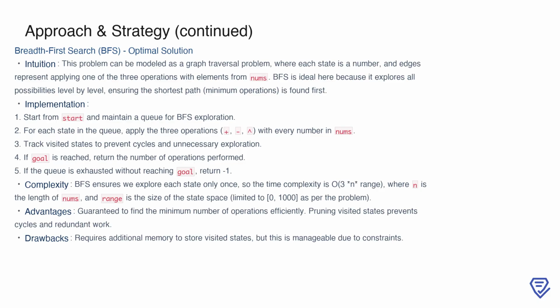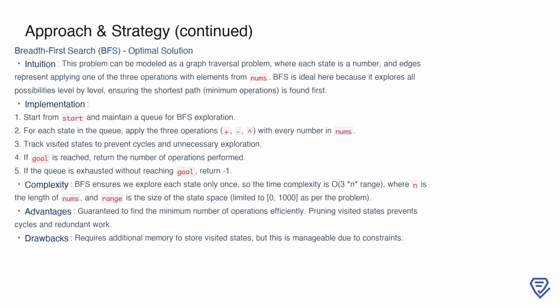BFS is ideal because it explores all possible states level by level, guaranteeing that the shortest path to the goal is found. To implement BFS, we start with the initial value and maintain a queue where each entry represents a state along with the number of operations performed to reach it.